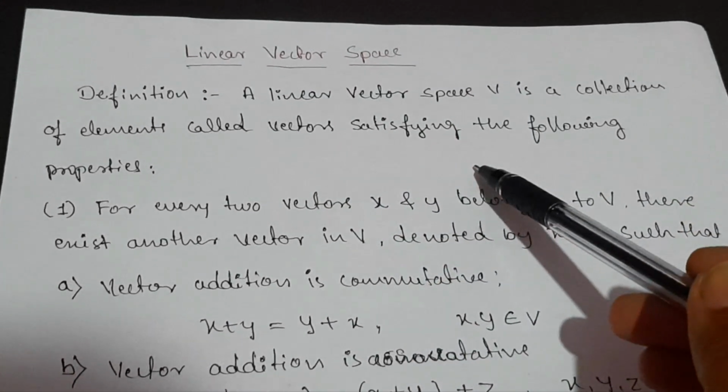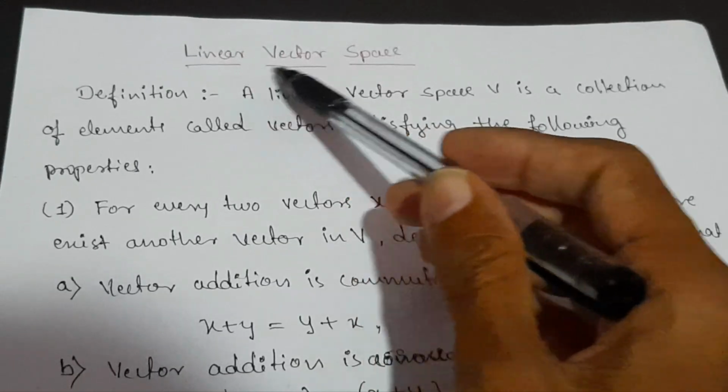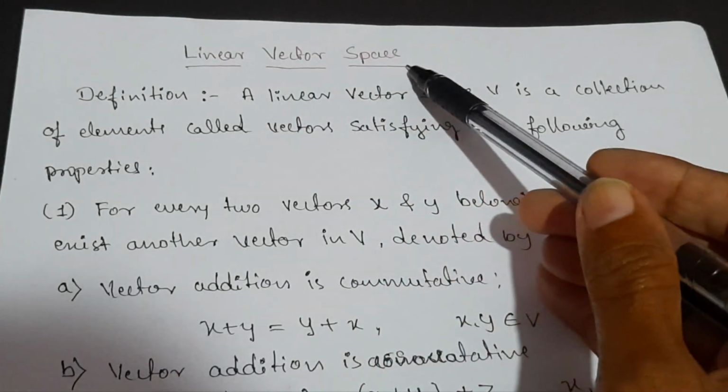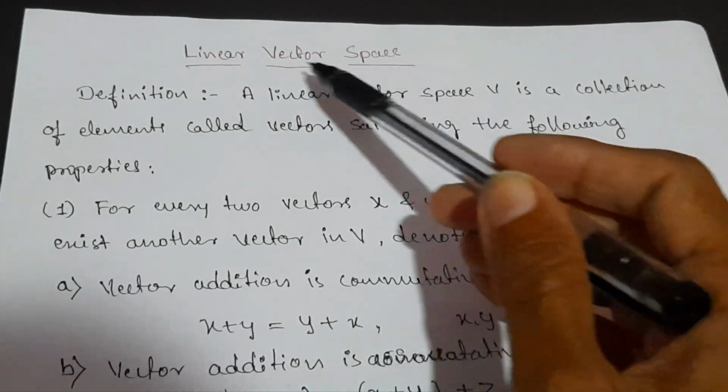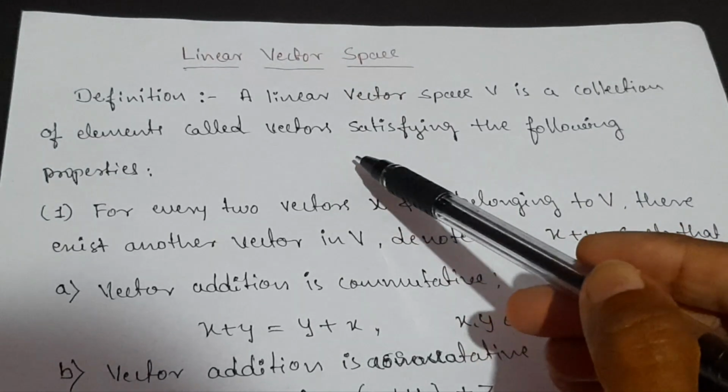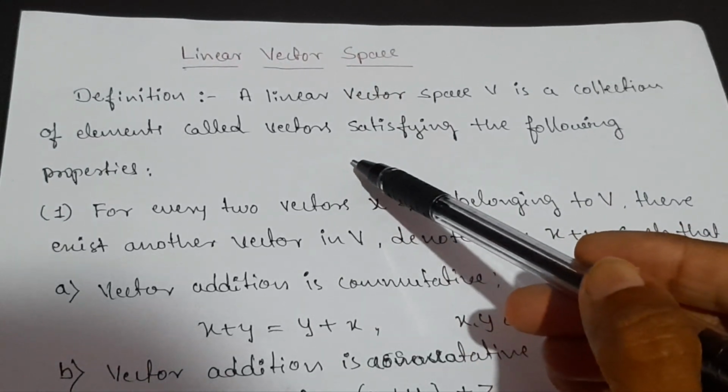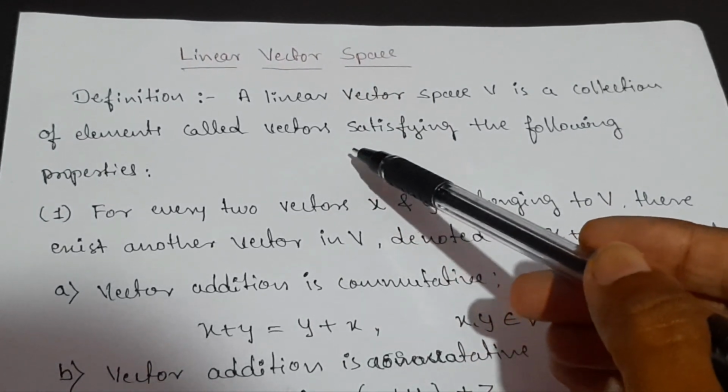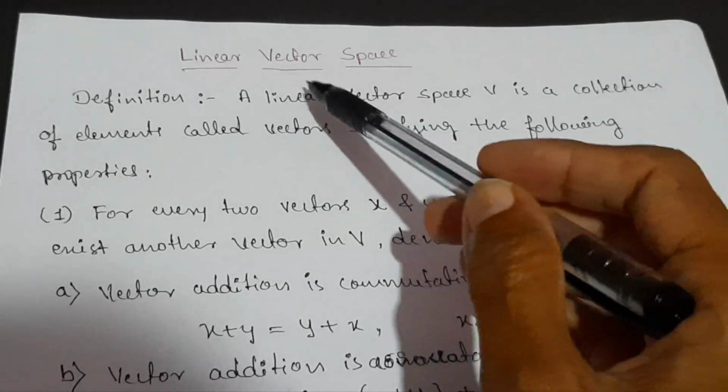In this video, I am going to explain one of the very important topics from mathematical methods of physics, that is linear vector space. We are already familiar with scalars and vectors. Vectors are those which have both magnitude and direction.